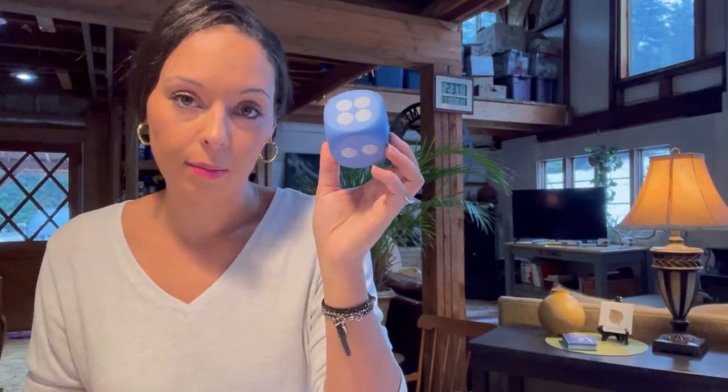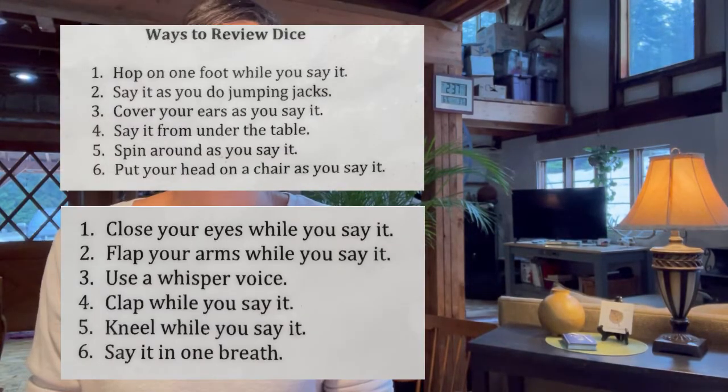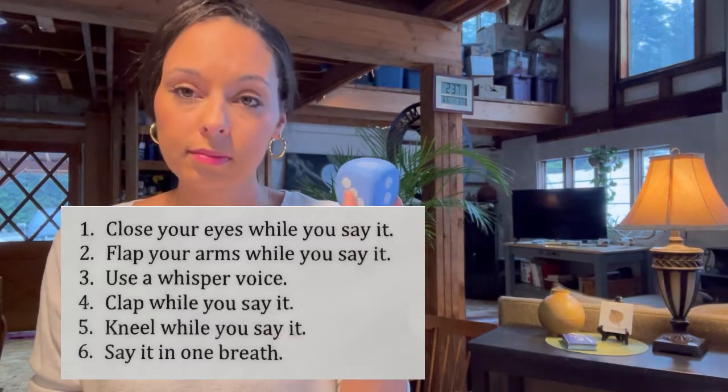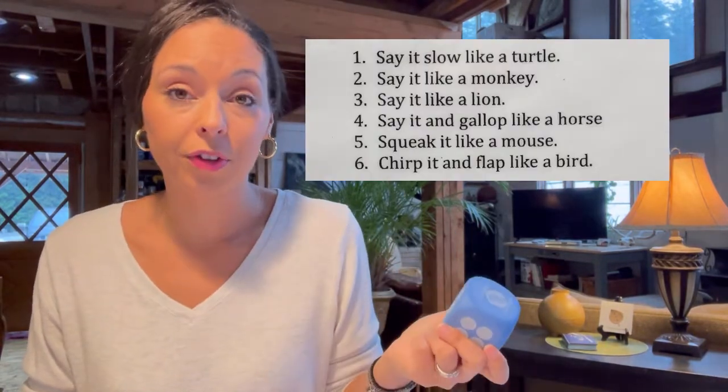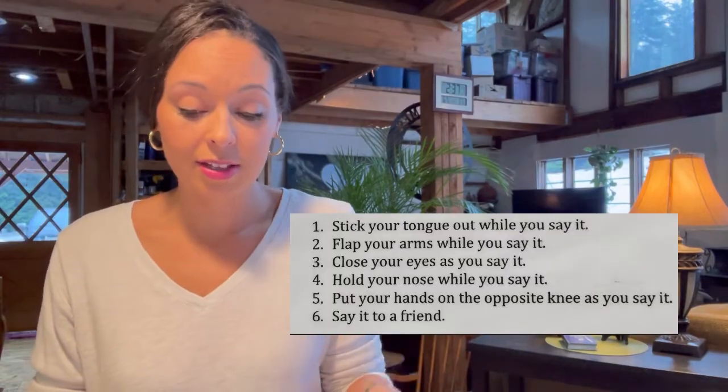And basically, I have a sheet here of all the different things that it could be depending on what number you roll. I will post right up here just some examples of what you could do, 1 through 6, for instance. If you roll a number 1, you hop on 1 foot while you review. If you roll a 2, you say it while you're doing jumping jacks. A 3 is covering your ears while you say it. A 4 is saying it from underneath a table. A 5 is spinning around as you say it. And a 6 is putting your head on a chair while you say it.